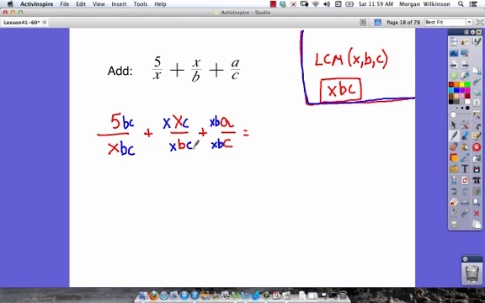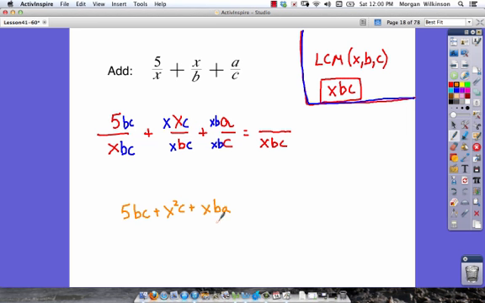Our final answer will have the denominator of xbc. And the numerator, well, we've got 5bc plus, well, xxc. That's the same as x squared c. We're going to rewrite down below. We'll rewrite in a different color. Let's rewrite in orange. We've got 5bc plus x squared c plus xba.